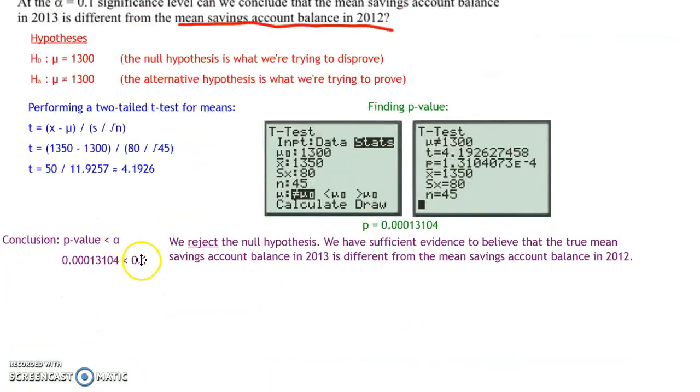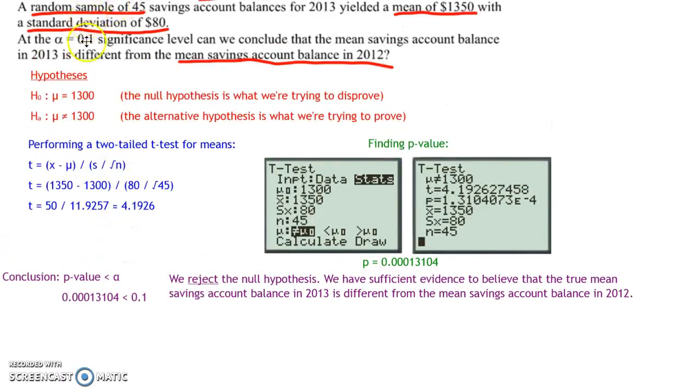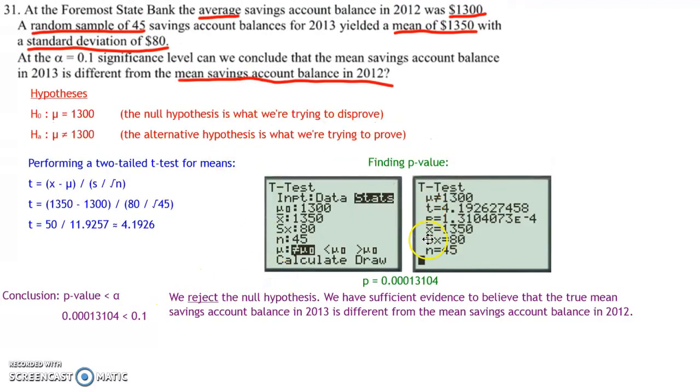The conclusion is always going to be based on whether the p-value is less than or greater than alpha. They give us alpha here, which is 0.1, and we know that 0.0001 is less than 0.1. If it's less, we reject. If it's greater, we fail to reject. In this case, we reject the null hypothesis, and here's a trick.